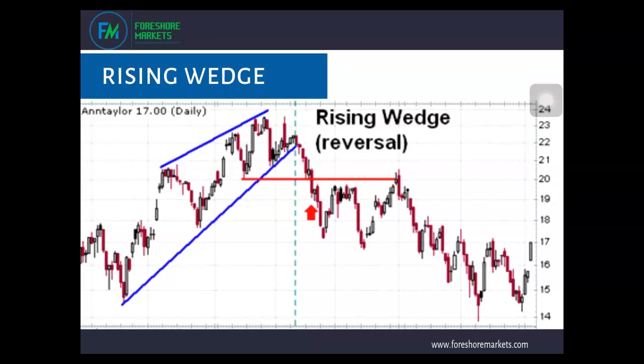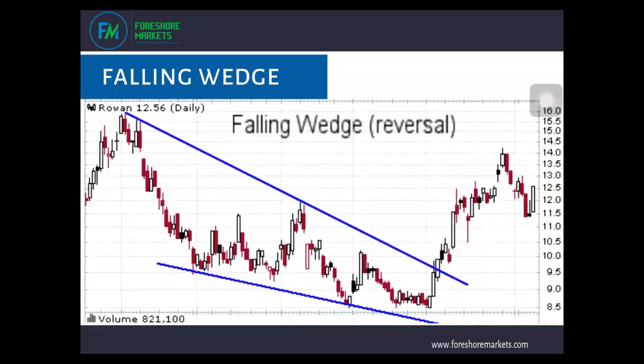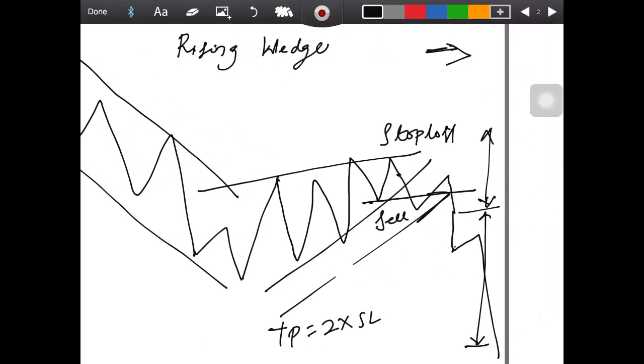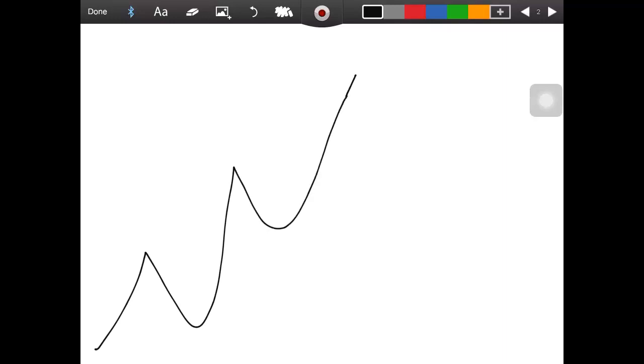Okay, so let's look at the falling wedge. The falling wedge is the exact opposite of the rising wedge. Now a falling wedge happens in an uptrend. Okay, so price is going up, doing an uptrend, and then this is the main trend, uptrend. So this is a falling wedge, happens after an uptrend.